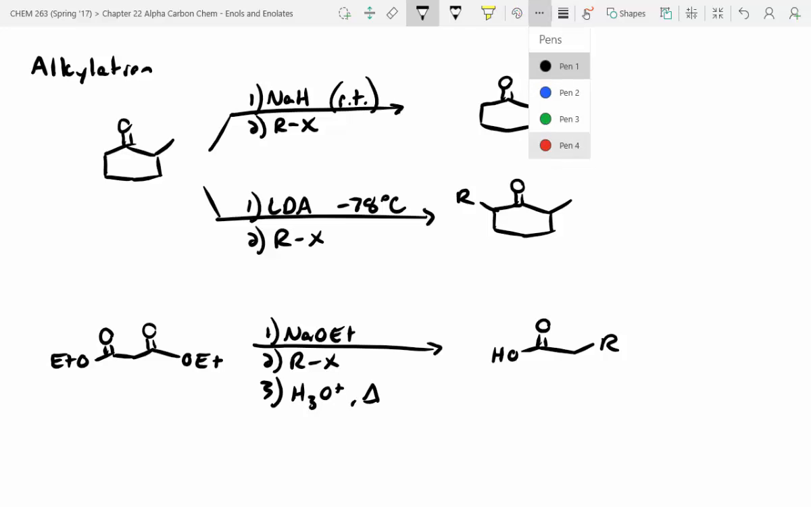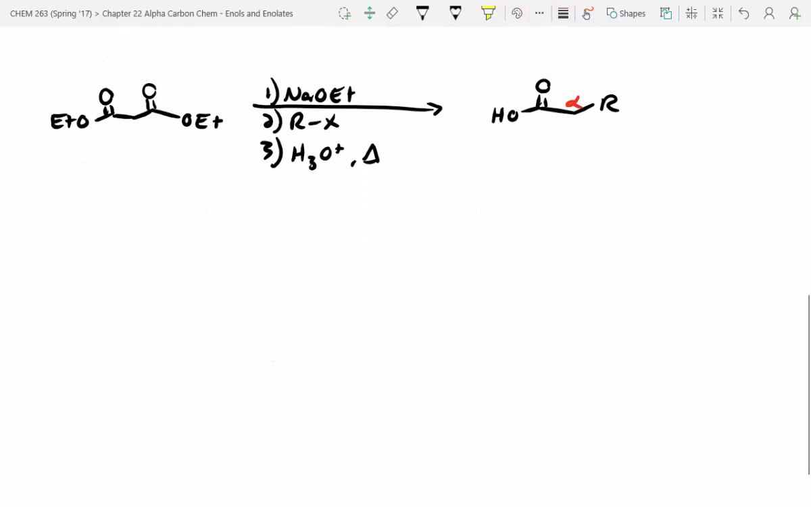But you can see all of these involve functionalization of an alpha carbon next to a carbonyl, right? In this case, you can only make an alpha functionalized carboxylic acid. Let's do the next one. It's closely related. It's the ethyl acetoacetate.